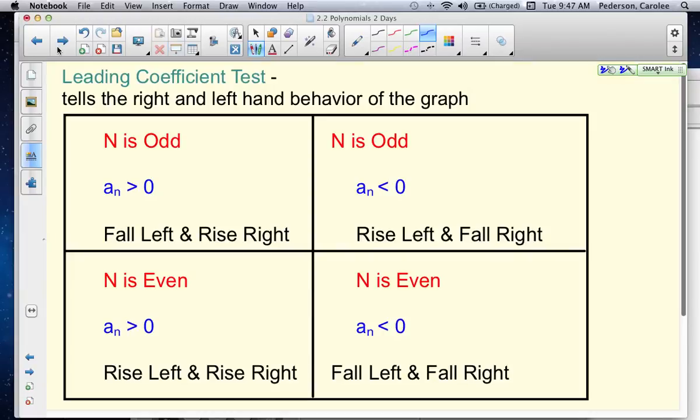Okay, this is what I do want you to write down. We introduced this in Algebra 2. It's called the leading coefficient test. It's starting to tell us what the graph is going to look like in its end behavior. So I do want you to write this down in your notes, a little chart.